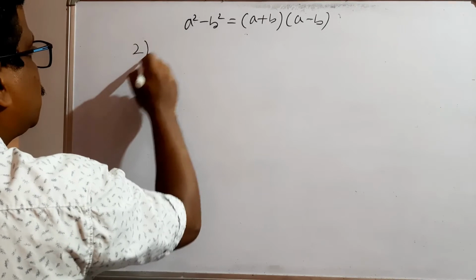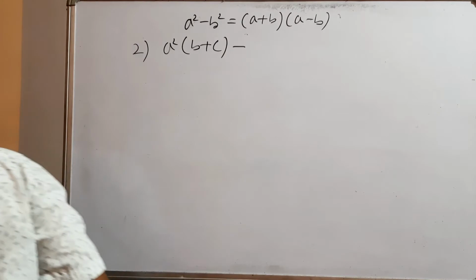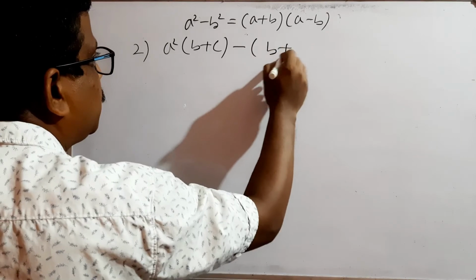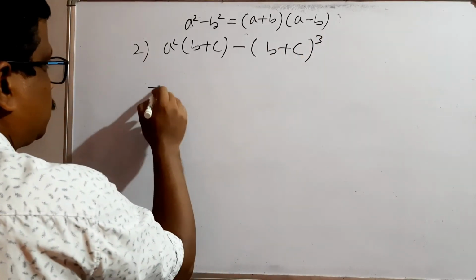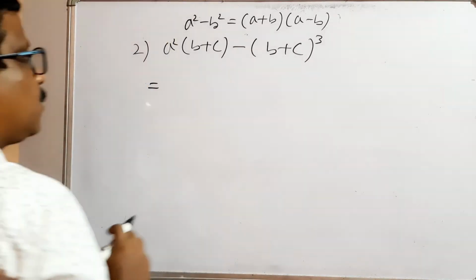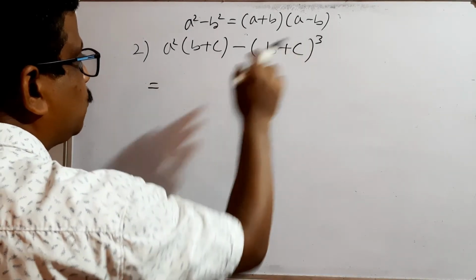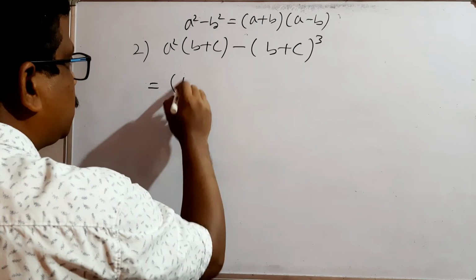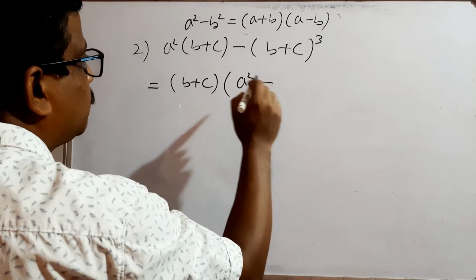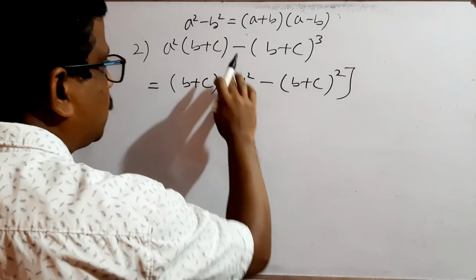Question number 2: a square into b plus c minus b plus c whole cube. Before making it the difference of two squares, first we have to take common. Between these two terms what is common? b plus c, here b plus c cube. So b plus c is common, so you take b plus c. What is left? a square minus b plus c square. Give the square bracket.